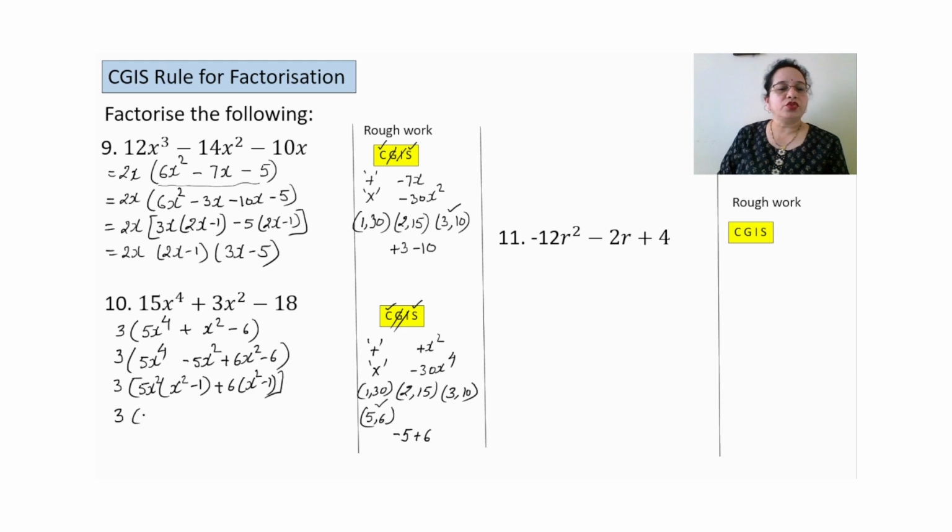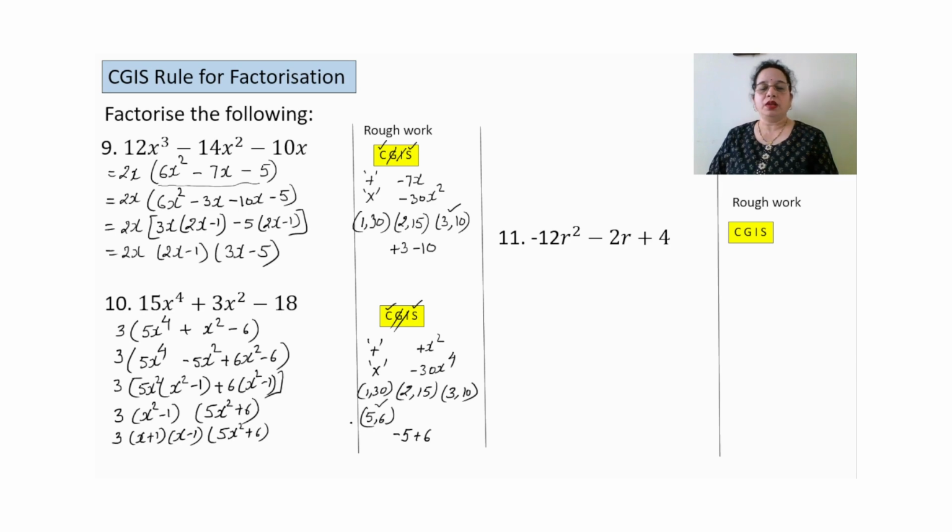So take x square minus 1 common. So what is left in another bracket? 5x square plus 6. One bracket we can still solve. This is your identity, x plus 1, x minus 1. So this way, till the last step, wherever it is possible, we can solve it.